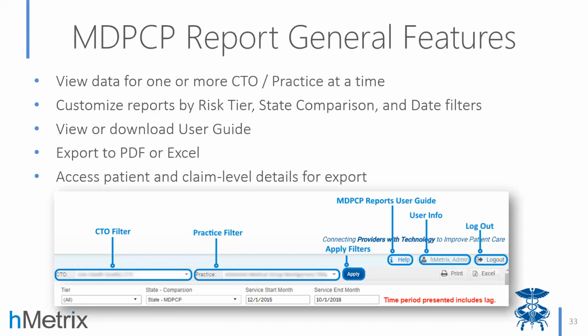There's also a user guide available in the help desk, which I'll draw your attention to when we get there, that has screenshots of all the reports and how the reports can be interpreted. And all the information in all these reports can be either printed to PDF or downloaded to Excel. So you can pull that data down and use it with the other resources that you have available within your organization. And last but not least, we have patient and claim level details that I'll point out.